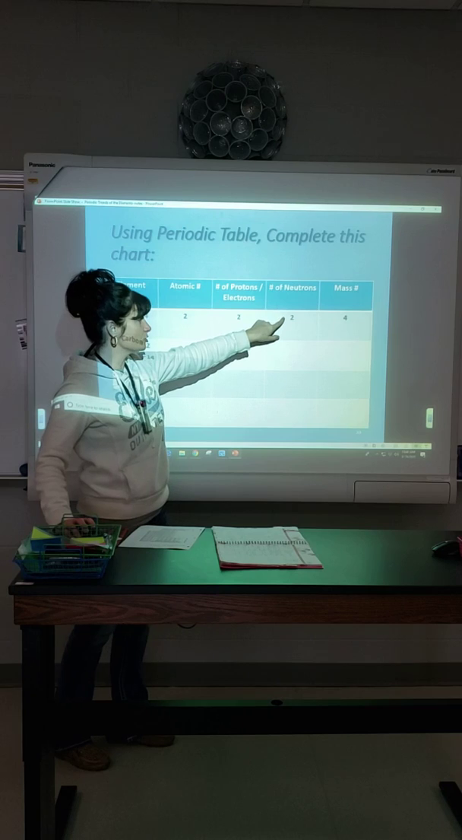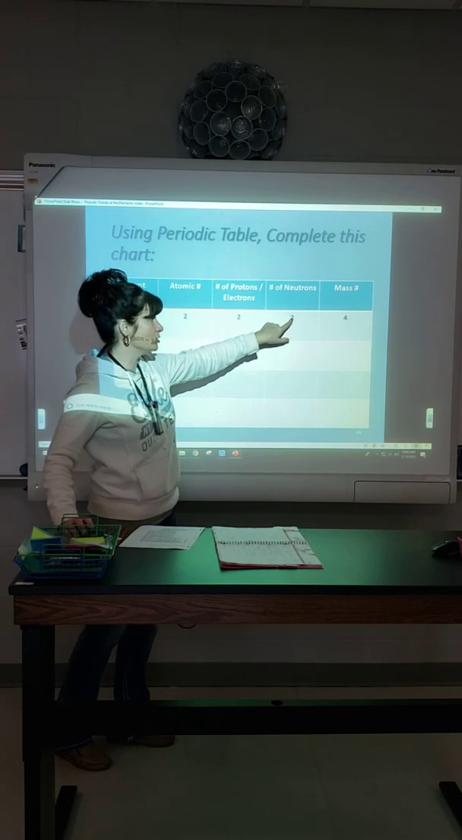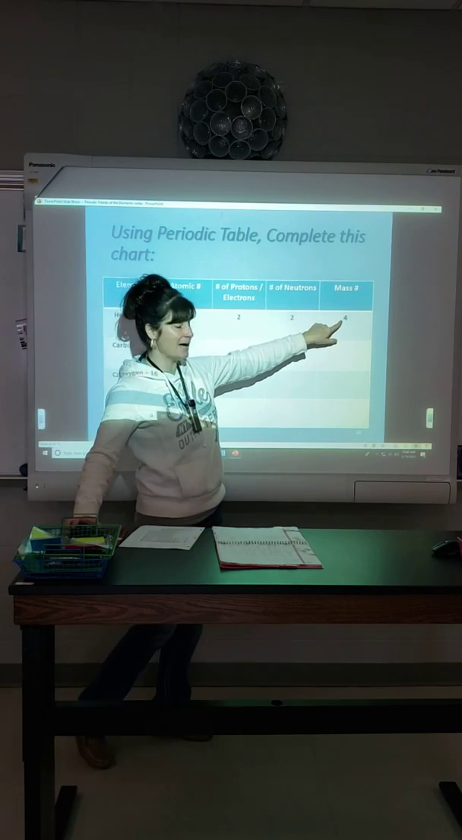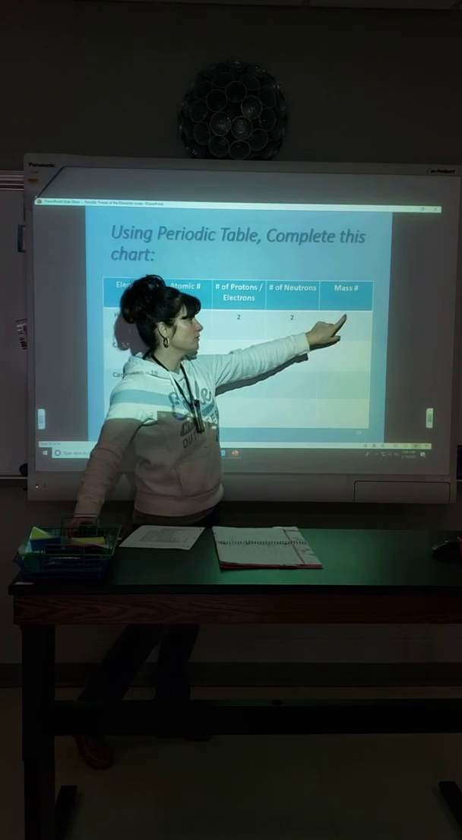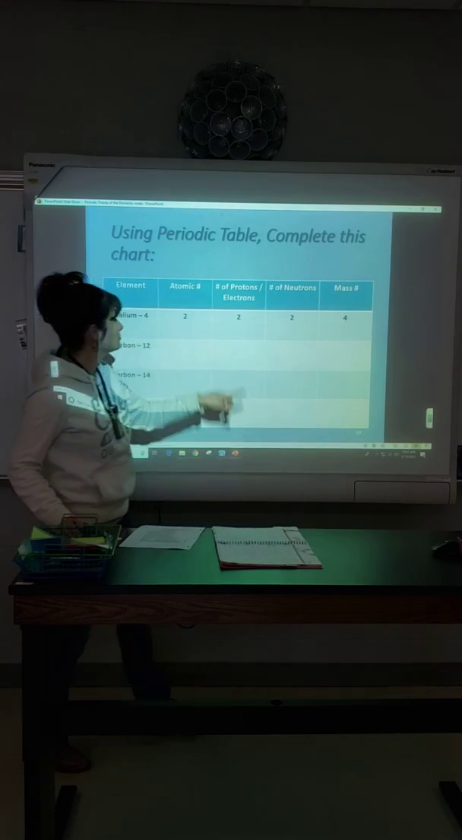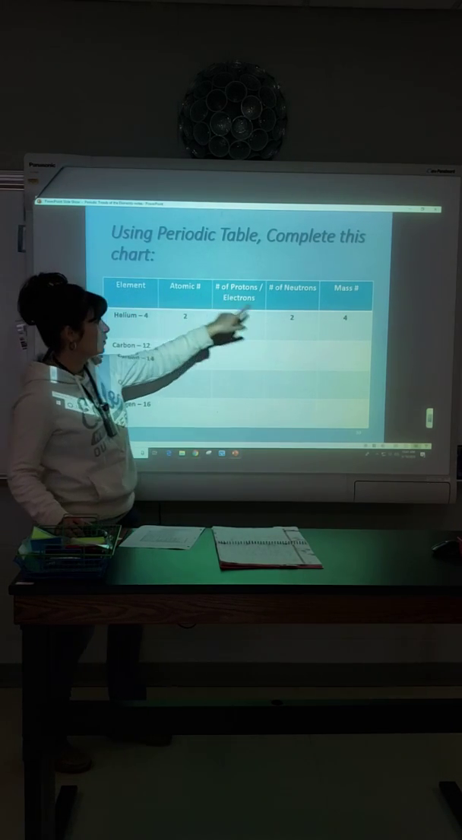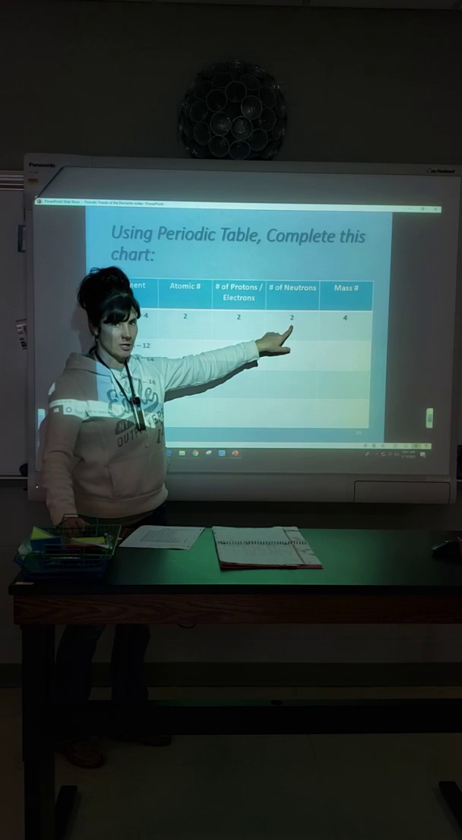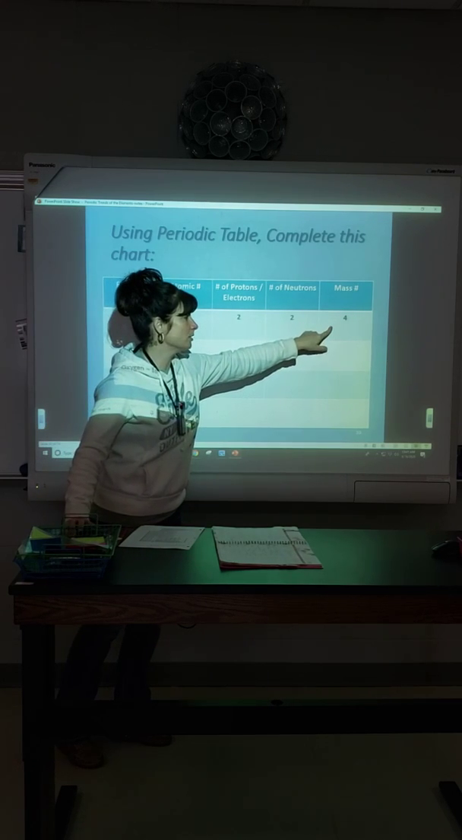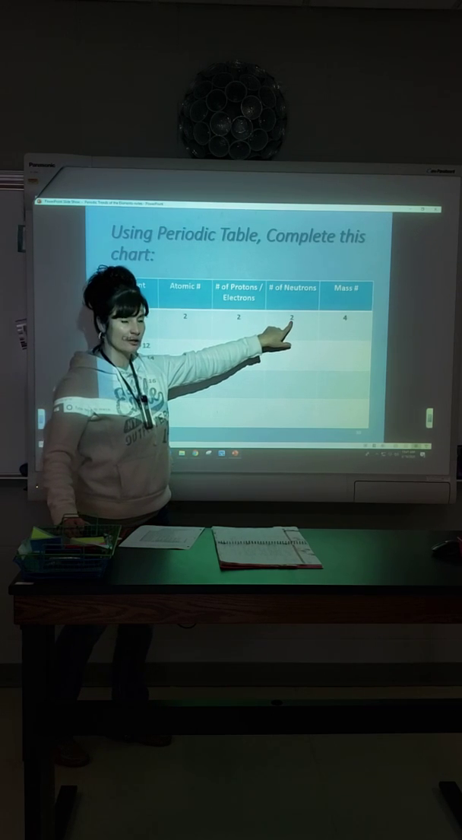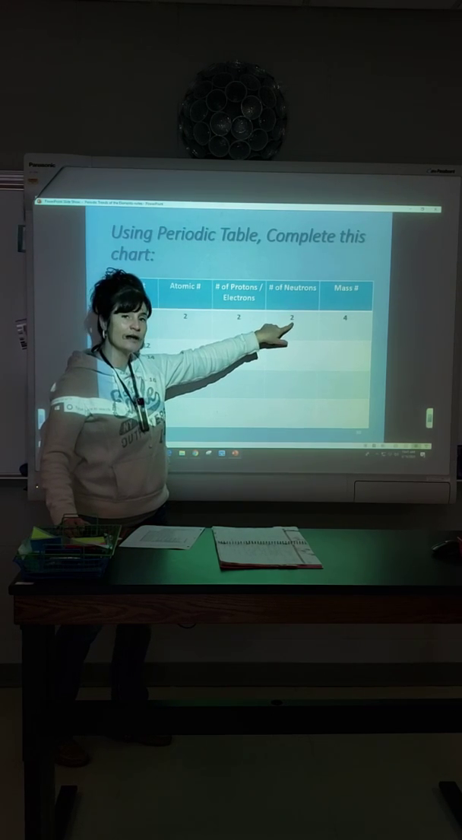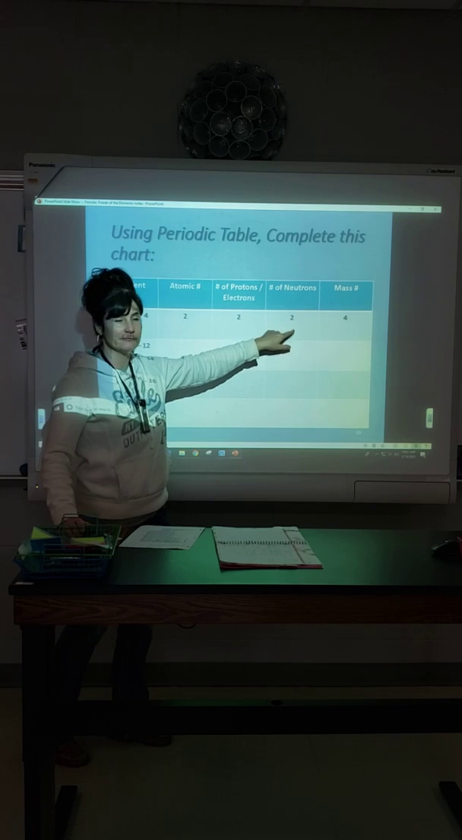The number of neutrons is going to be 2, and I know that because of my mass number, which is on the periodic table. You see a number 4 on that helium square. So if you take the mass number and subtract the atomic number, that will give you your number of neutrons. The mass number minus the atomic number gives you your number of neutrons. That's the only way to determine how many neutrons you have.